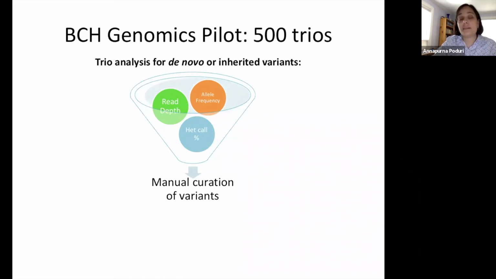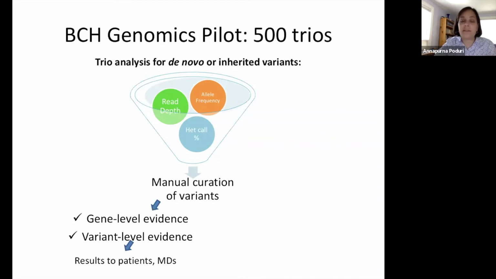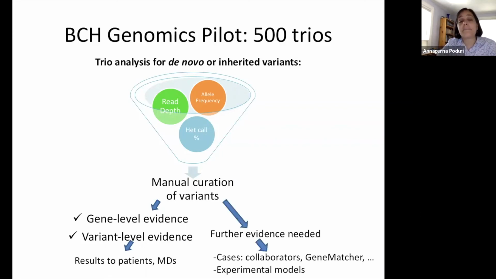So we do this sequencing. We actually have a commercial company doing the sequencing, sending us the data. We manually curate these variants, and we look at the gene level evidence, the variant level evidence, and then we can give results to patients and their physicians who are treating them, along with, if requested, treatment recommendations if they exist. So that's about 1 in 10 of the cases that we've seen so far ends up in this category. The others, we're still kind of working through the analysis and still enrolling patients, but the other ones, we need further evidence.